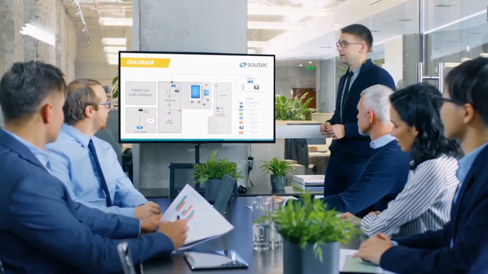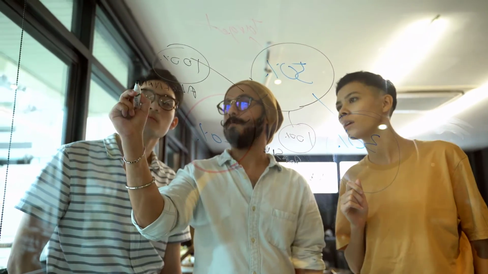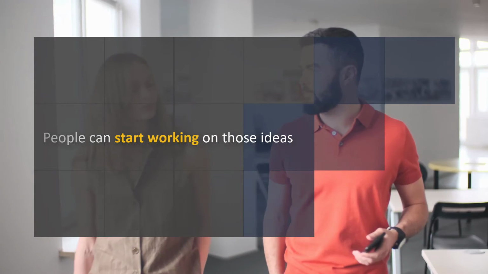Many organizations approve ideas in multiple stages. They initially approve a set of ideas and ask teams to work on them to create a proof of concept or a minimal viable prototype, MVP. Let's see how resource managers can staff ideas in Clarity so that people can start working on those ideas.